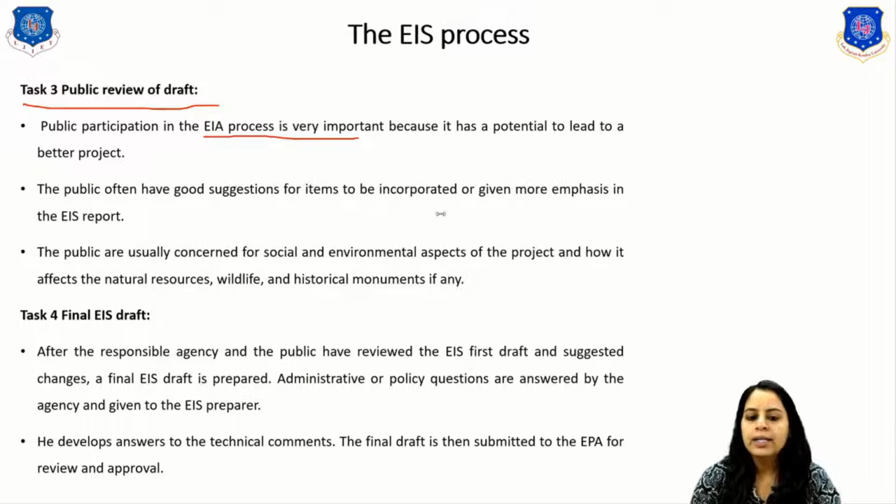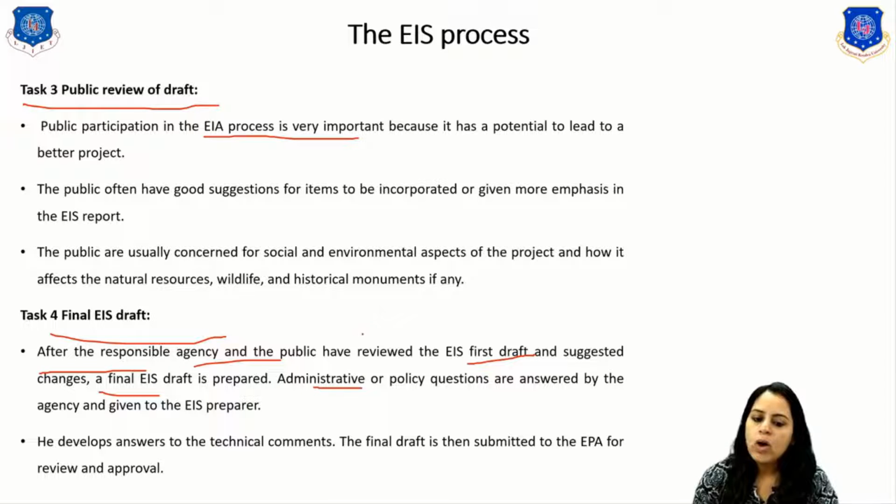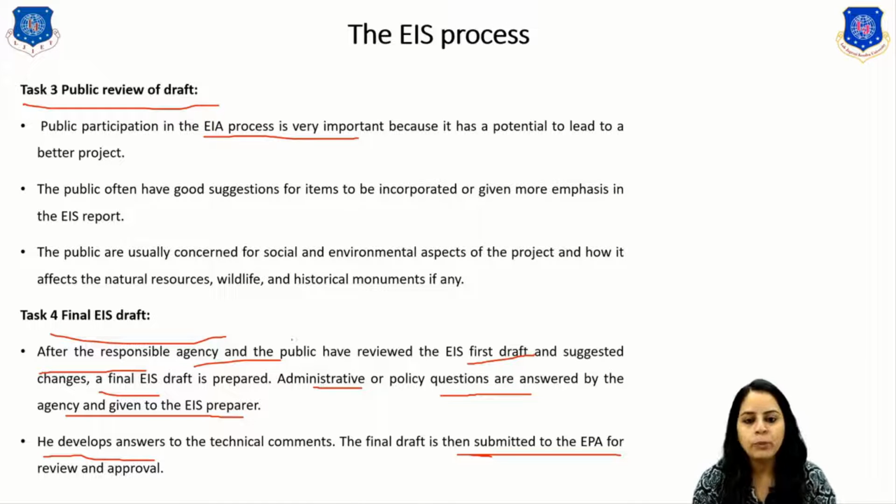Now Task 4, which is the final EIS draft. After the responsible agency and the public have reviewed the EIS first draft and suggested changes, a final EIS draft is prepared. The administrative or policy questions are answered by the agency and given to the EIS preparer. Then he develops an answer to the technical comments, and the final draft is submitted to the EPA for review and approval.